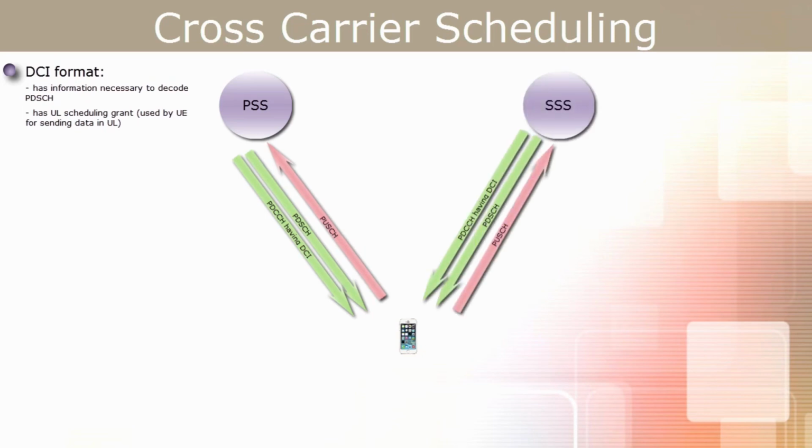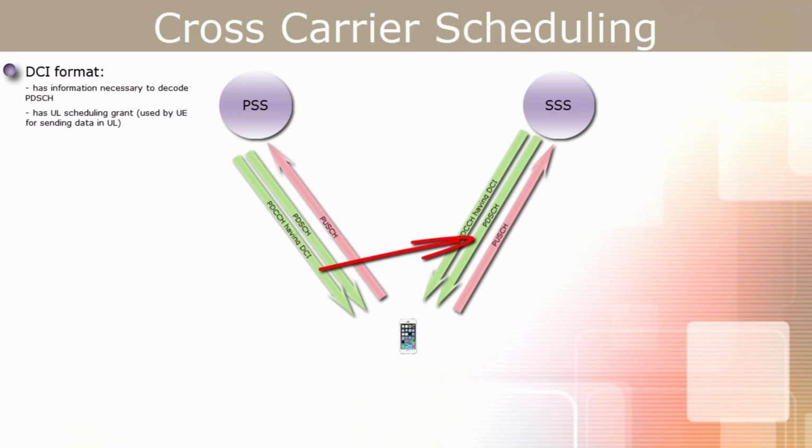The simplest configuration will be that the secondary cell is transmitting its DCI format on its own PDCCH in downlink, and the UE is using this DCI format to decode the secondary cell's downlink data and to send data in uplink to the secondary cell. So, both primary and secondary cells are working independently. When cross-carrier scheduling is enabled, the DCI format of the secondary cell is transmitted on the primary cell's PDCCH. Now, the primary cell will have to transmit DCI format for both cells.